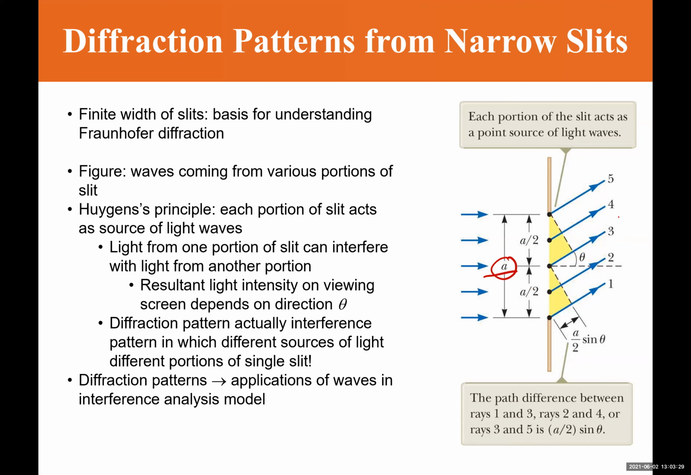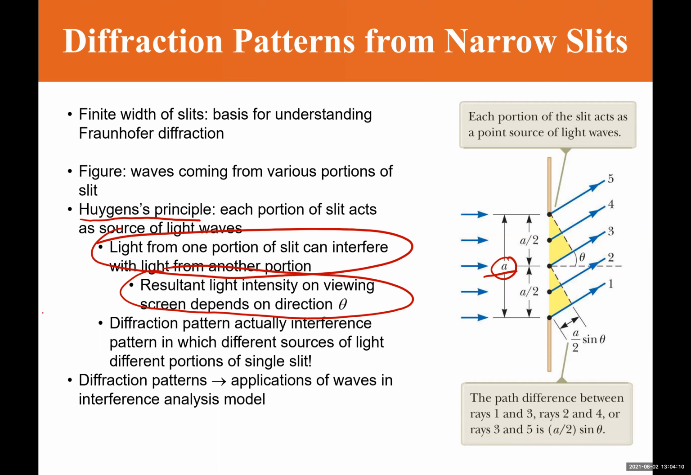Now, we can assume that the waves are in phase when they come in. Remember, this is using Huygens' principle. Each portion of the slit is going to act like a source of light waves. Even though we have just one slit, one thing we can think of is that the different parts of the opening interfere with one another. Light from one portion of a slit can interfere with light from another portion. The resultant light intensity on the viewing screen depends on the direction theta. For now, we can see that they all have this angle theta.